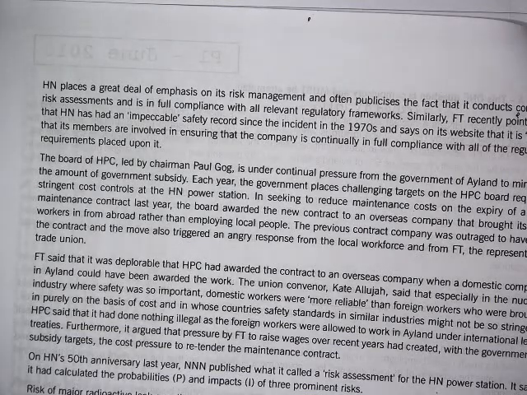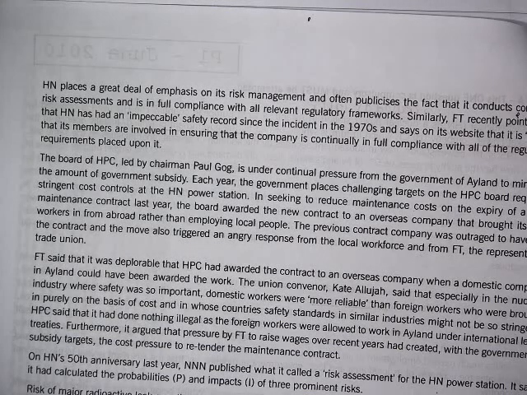HPC said it had done nothing illegal, as foreign workers are allowed to work in ALAN under the international legal treaty. Furthermore, it argued that pressure by FT to raise wages over the years had created, together with the government's subsidy target, the cost pressure to retender the maintenance contract.